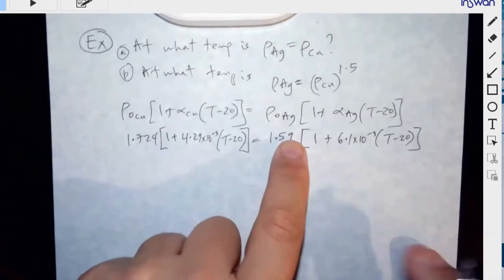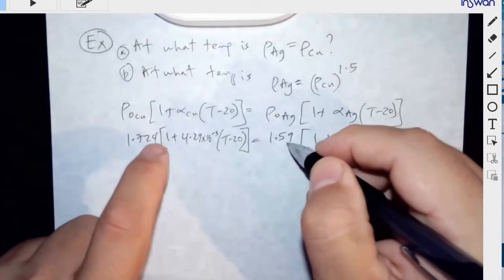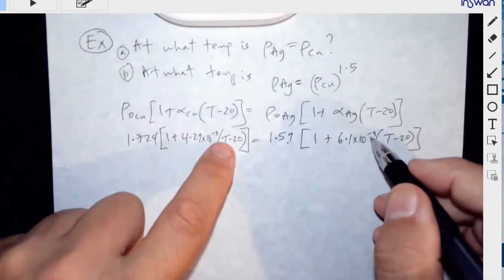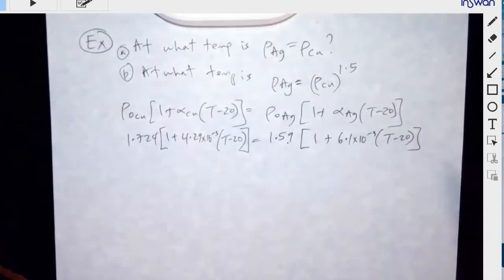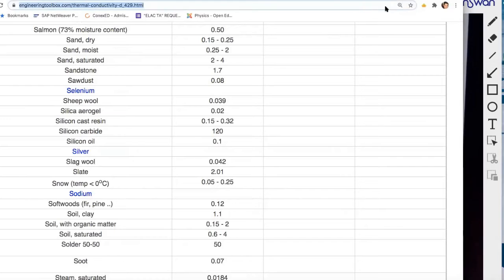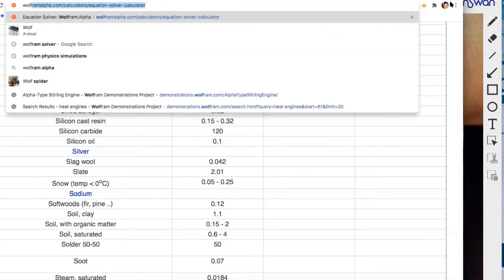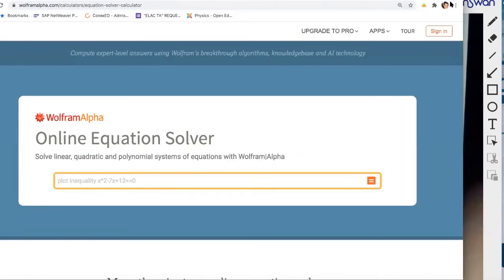Now here, the 10 to the minus 8 and the 10 to the minus 8 cancel, so I don't need them. But here I can't cancel the 10 to the minus 3 because it's added to 1. You see, this one should be able to catch up to that one because the alpha is bigger, so its resistivity is increasing faster than the copper's. Okay, I think this is a time for Wolfram solver. We haven't used this for a while.